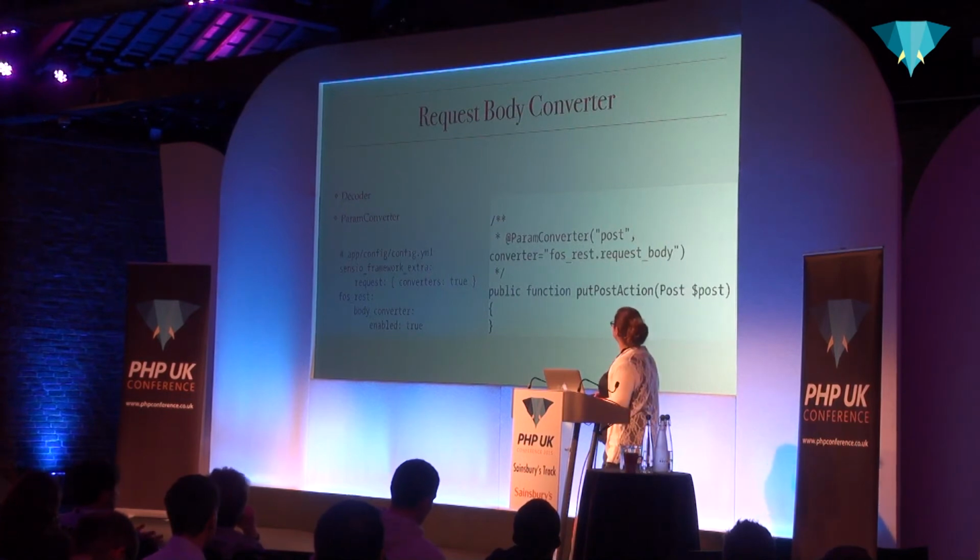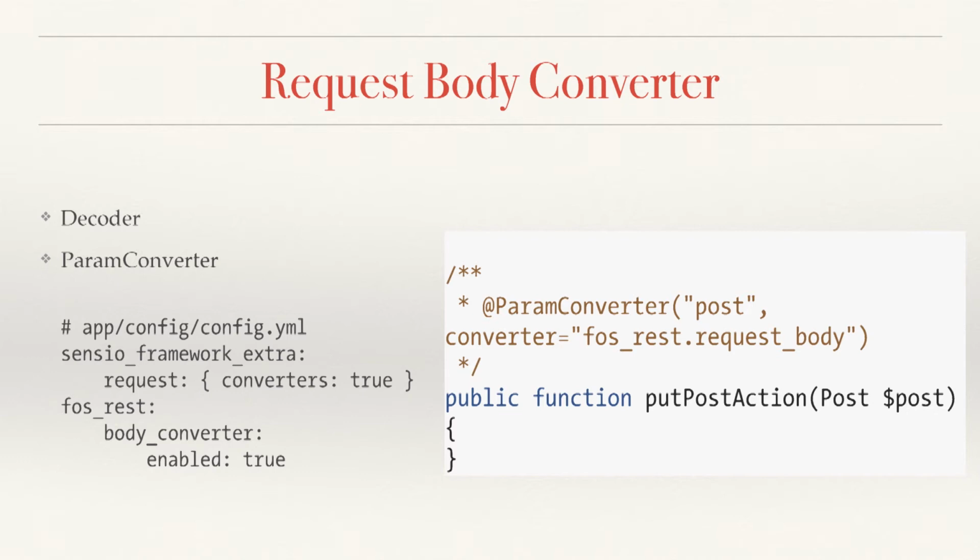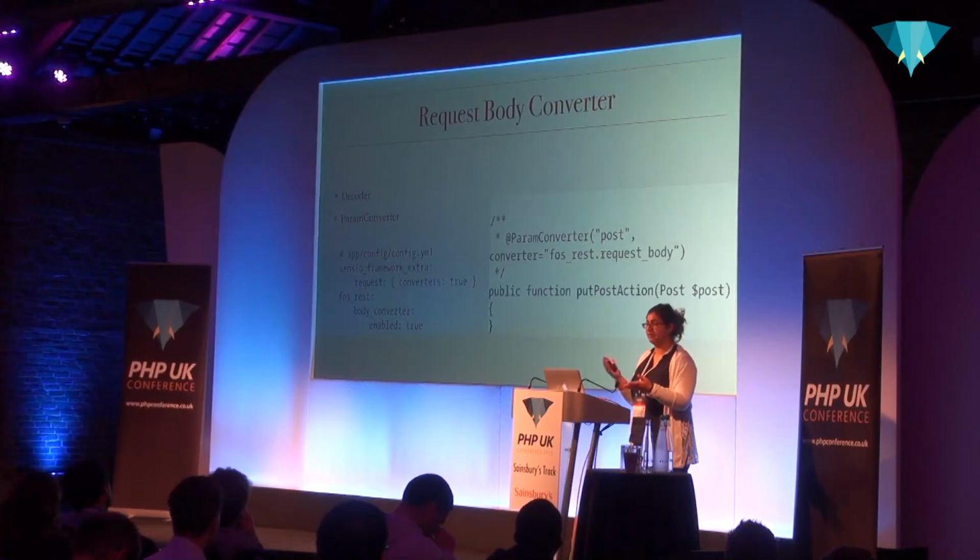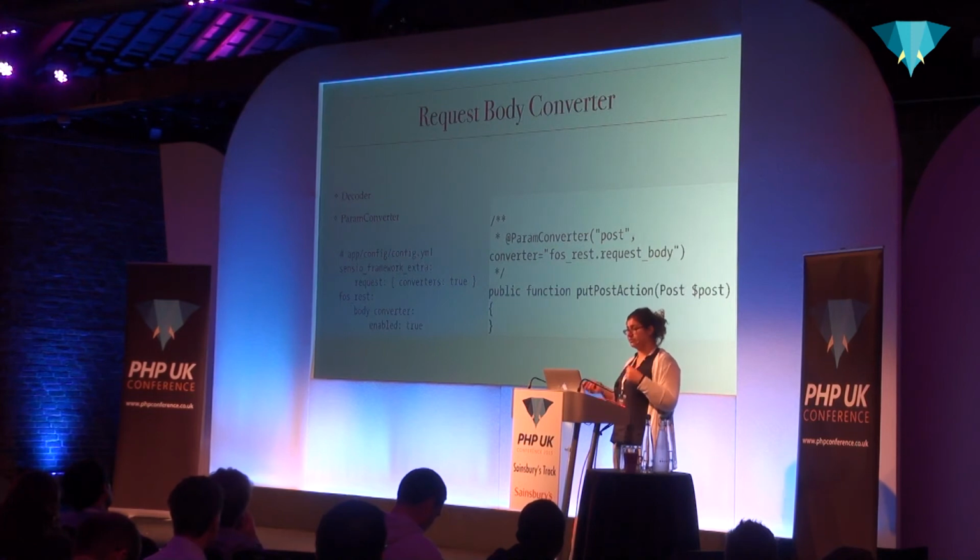A cool feature, the request body converter. It's about decoding the request body that you would receive. Let's take an example. I want to post new users. I don't want to handle JSON, then an array. I want to just manipulate objects.